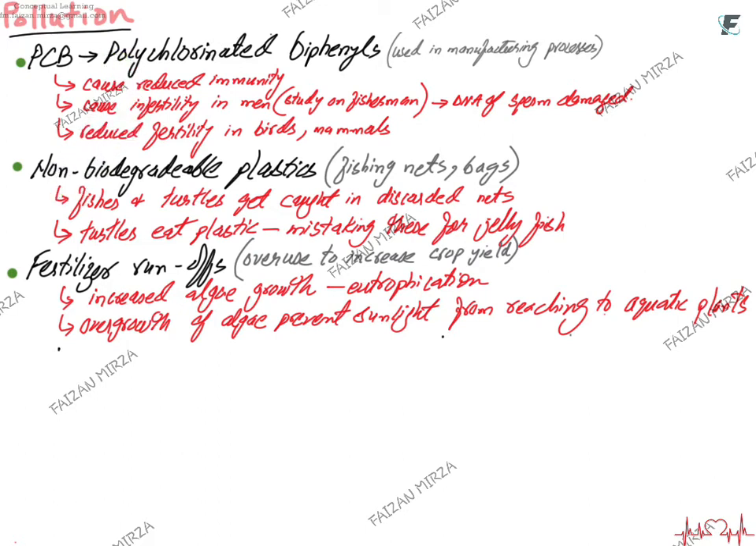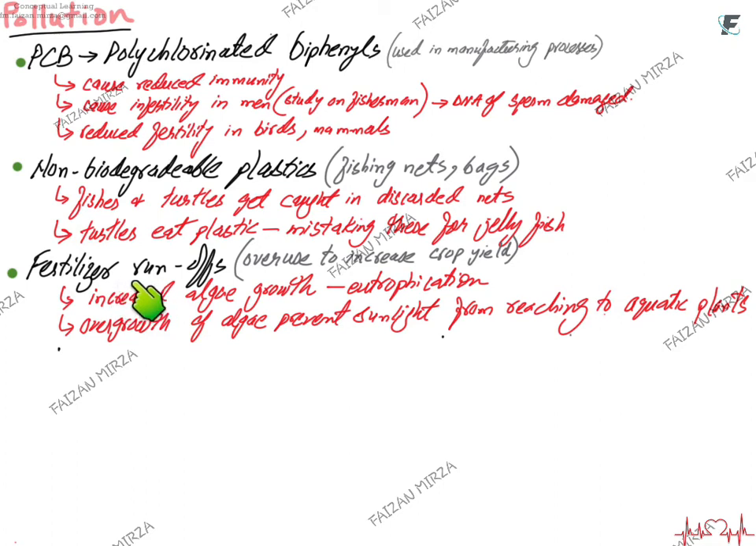And non-biodegradable plastic is another example of pollution. It is present in the fishing nets and the bags that we just throw away, we dispose of. Fishes and turtles get caught in these discarded nets. This is a very helpless situation for them. And turtles eat this plastic, mistaking it for jellyfish, and then they suffocate and die.